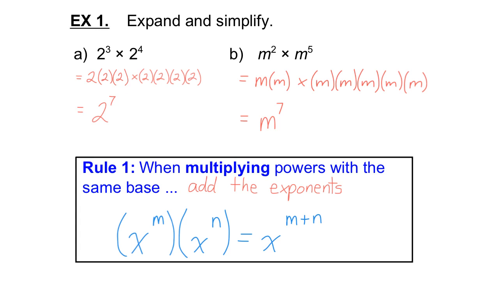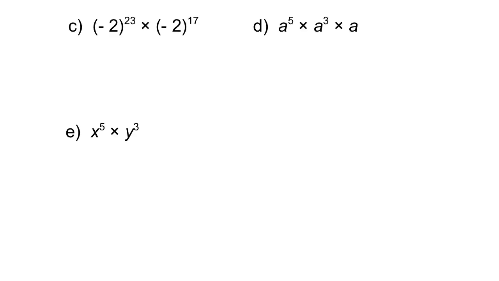More visually, the rule looks like this. A power times a power. They have the same base, different exponents. You add the exponents to get a single power. So at this point, pause the video and try to simplify these expressions to a single power. So a single power has one base with one exponent.